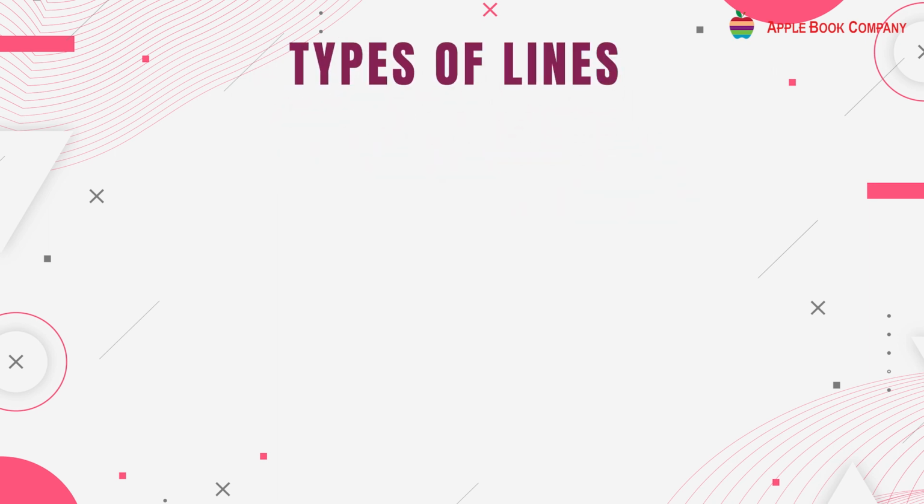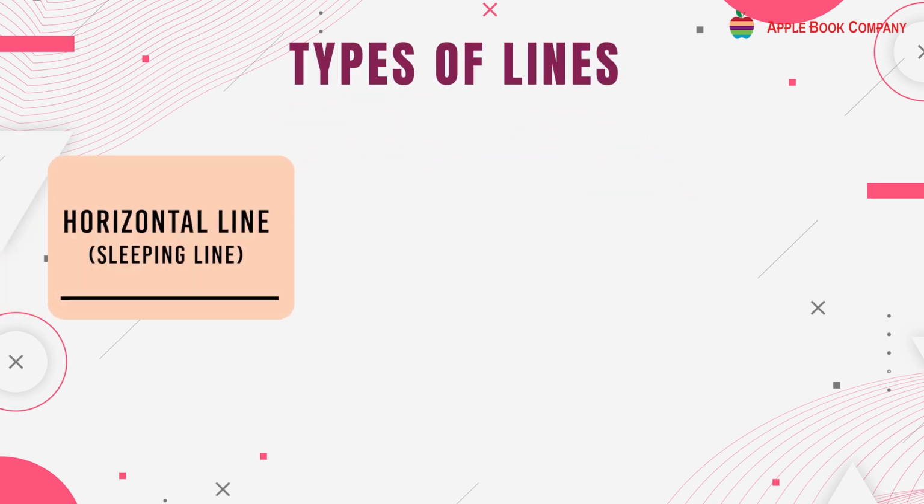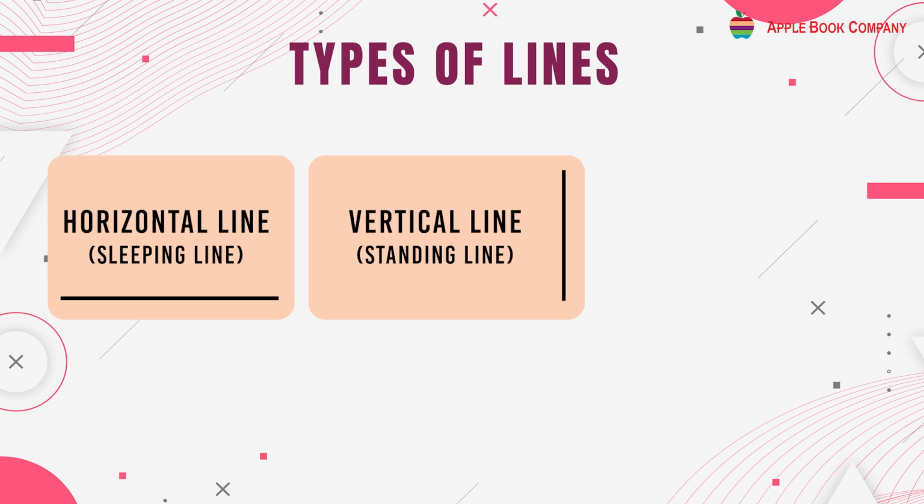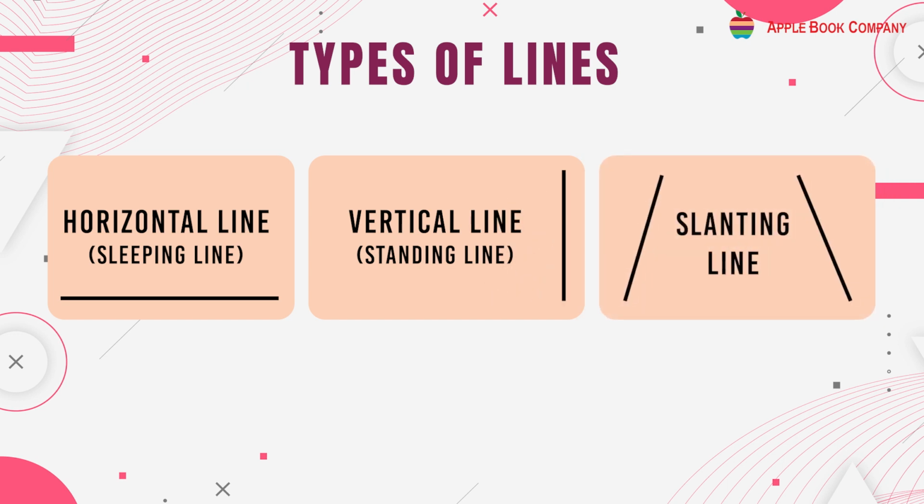Types of lines. Horizontal line is also called as sleeping line. Vertical line or standing line. And then you have slanting lines.